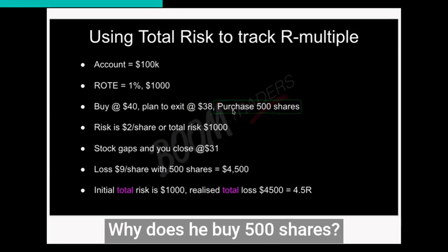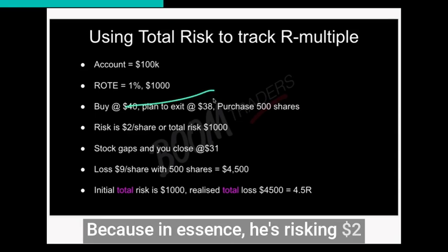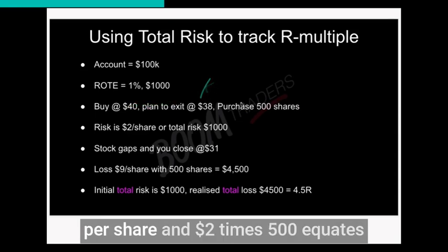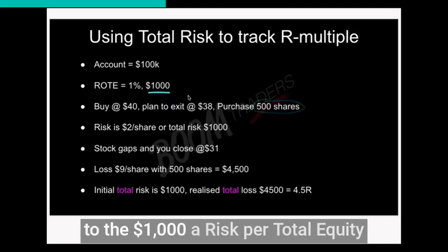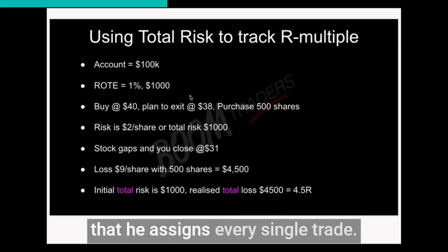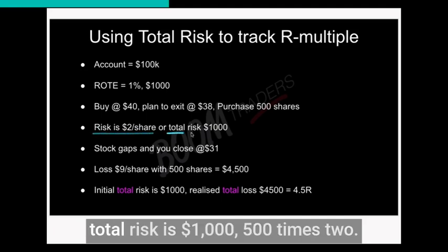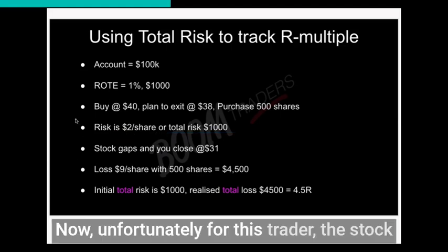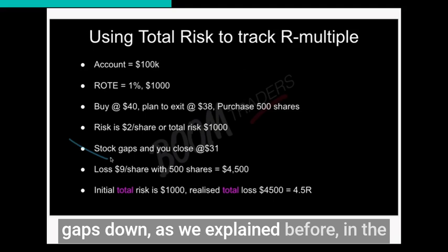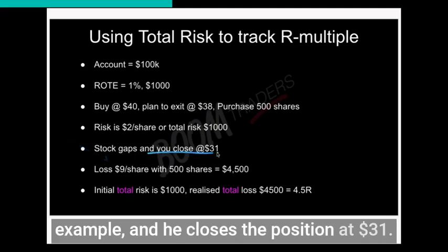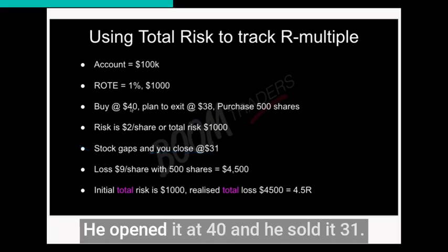Why does he buy 500 shares? Because in essence, he's risking $2 per share, and $2 times 500 equates to the $1,000 risk per total equity that he assigns to every single trade. So here it is. Risk is $2 per share, or total risk is $1,000, 500 times 2. Now, unfortunately for this trader, the stock gaps down, as we explained before in the example, and he closes the position at $31. He opened it at 40 and he sold it at 31.